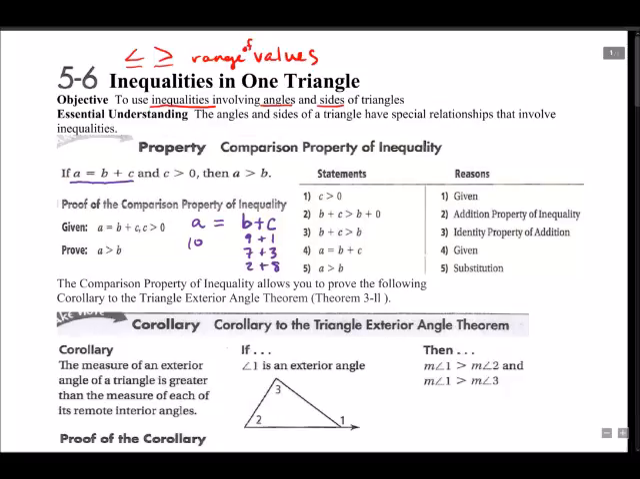So all this tells us is that if we have something that equals two somethings added together, if we have a whole that equals piece plus piece, those pieces are smaller than the whole. And if you look here, we use our addition property. And so that's how that works. Now you'll understand this better when we start looking at it in our triangles.